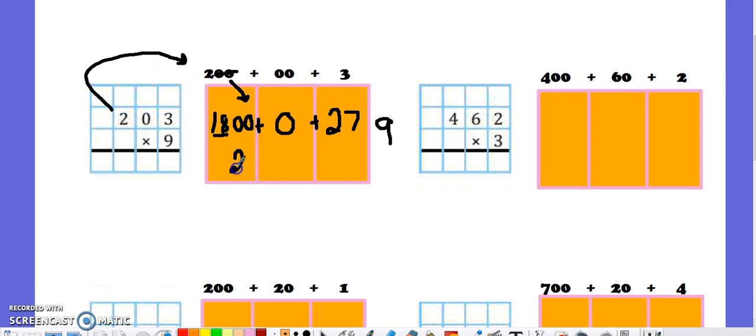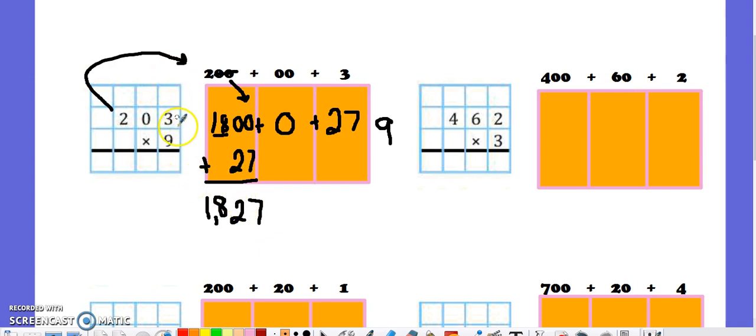And if you're like me, and you like organization, you're going to line them up vertically. That way it's going to be easier for you to add the ones, 7 plus 0, the tens, 2 plus 0, the hundreds, 8 plus 0, and the thousands, getting me a final answer of 1,827.